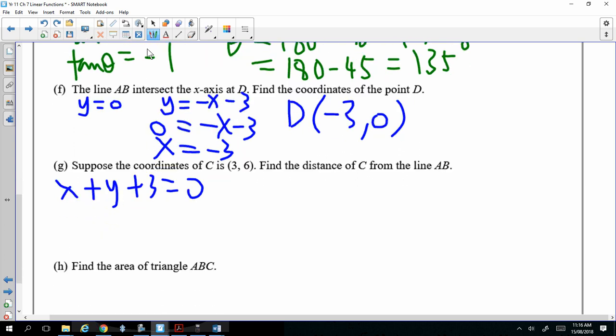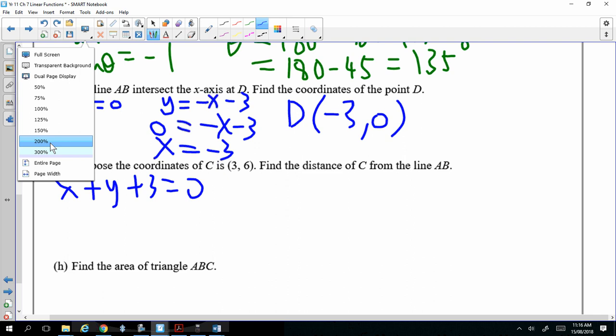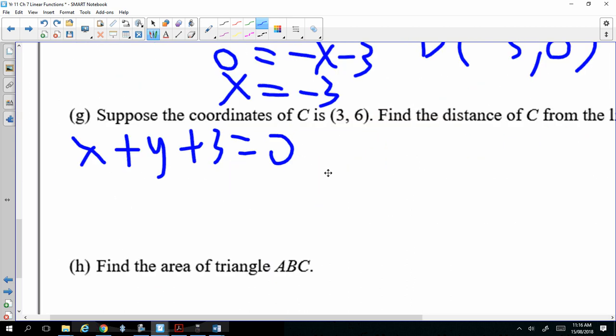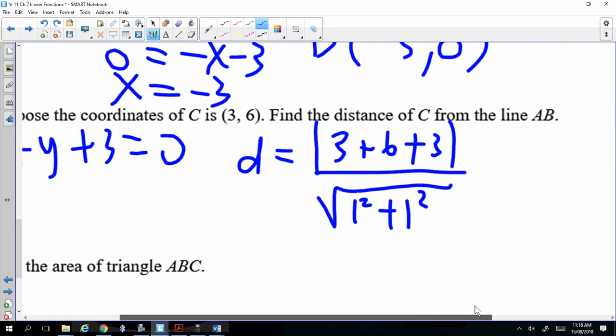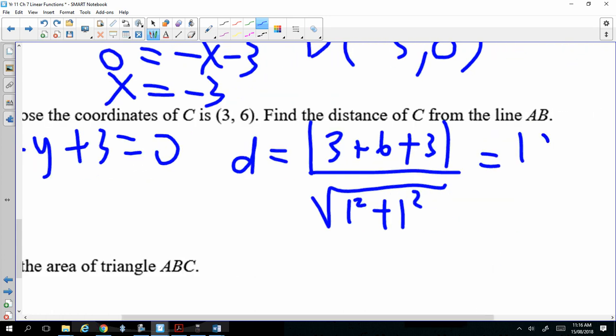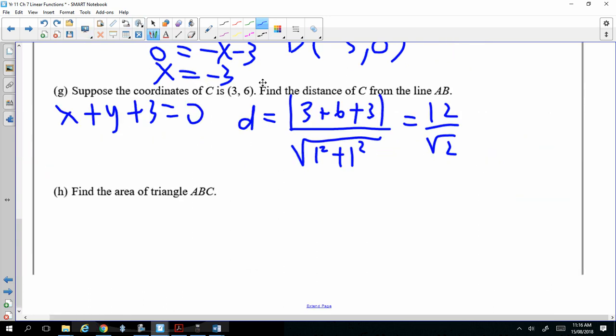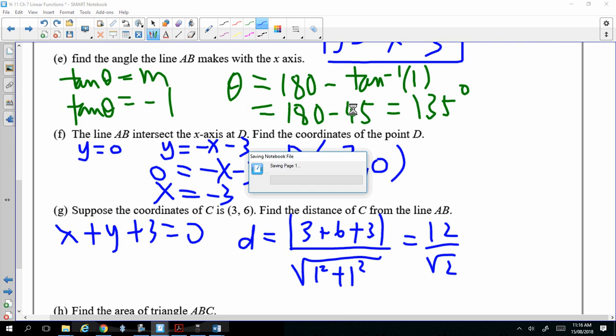Okay, let's do this. Perpendicular distance is the absolute value of 3 plus 6 plus 3 over the square root of 1 squared plus 1 squared. Okay, what do you get? 12 over root 2, right? That's the distance of C from the line. The 1 comes from here. Got it? Yep, that's the formula. Remember, this is the exercise you did last lesson.